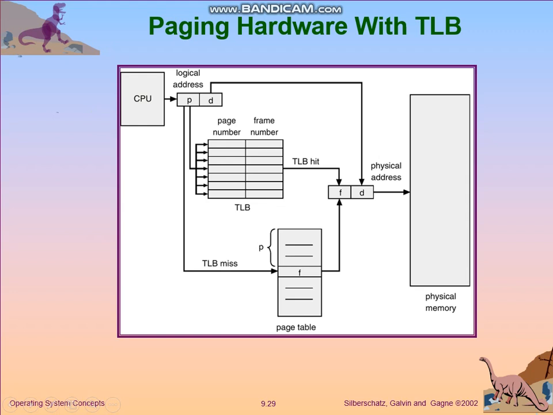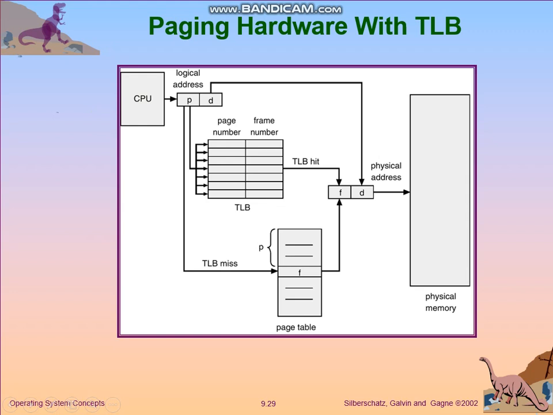If a page is found in the TLB, it is called a hit. If it is not there, it is a miss. If the page number is not there in the TLB, the CPU needs to look into the page table which is there in the memory, and then from the page table it can find out the frame number and retrieve the data byte.